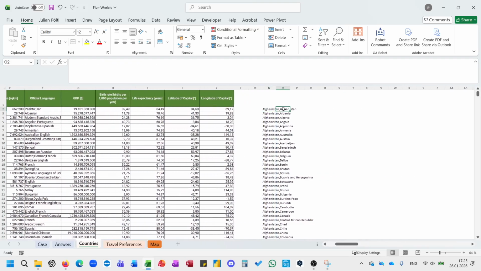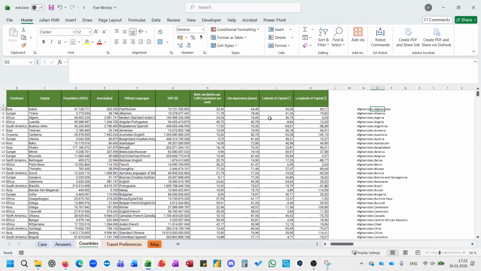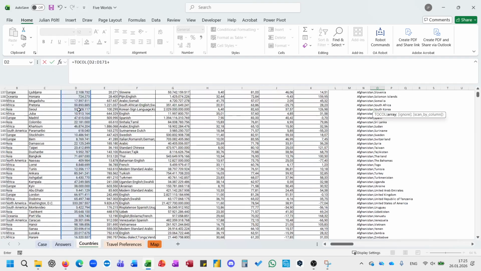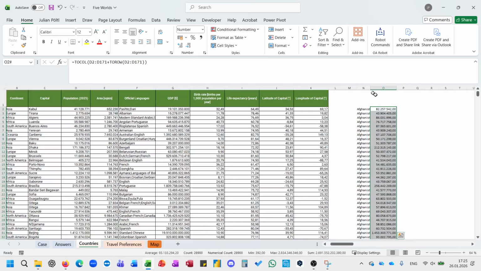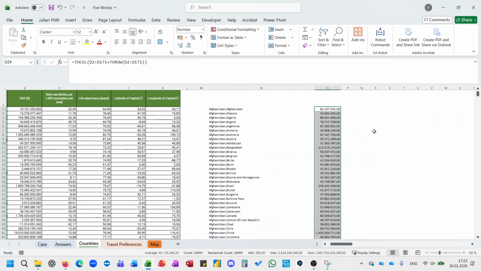And then I'm making the same for the population, but instead of the delimiter, I add this together. So toCol of population plus 2 row of population. And we have here then a list of those countries.